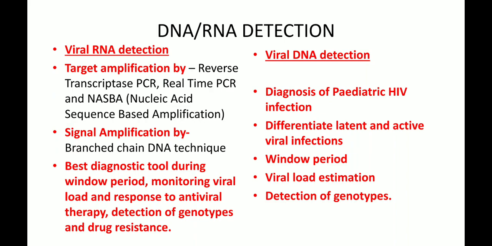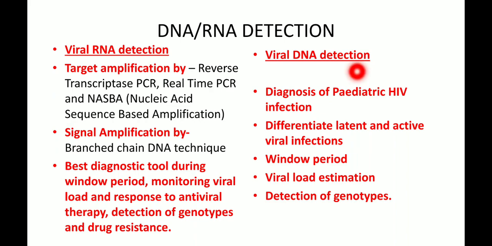Okay, now you can detect viral RNA by two methods. Either the target is amplified or the signal is amplified. If the signal is amplified, you can do it by a technique called the branched chain DNA technique. If the target, the amplicon or the desired product, is visualized, then you can achieve the target amplification by doing reverse transcriptase PCR, real-time PCR, and nucleic acid sequence based amplification. Please understand all these three are different techniques.